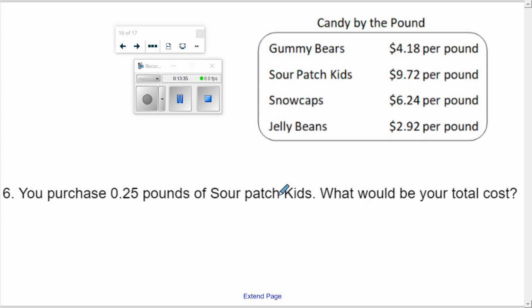2 more left. You purchase 0.25 pounds of Sour Patch Kids. What will be your total cost? Well, if you purchase 5 pounds, you would just take the Sour Patch Kids price, $9.72, and multiply by 5. Why would you do anything different if it's a decimal? So 0.25 times 9.72. 5 times 2, 10. Carry the 1. 5 times 7, 35 plus 1 is 36. Put the 3 up there. 9 times 5, 45 plus 3 is 48. So I'm done with that row.